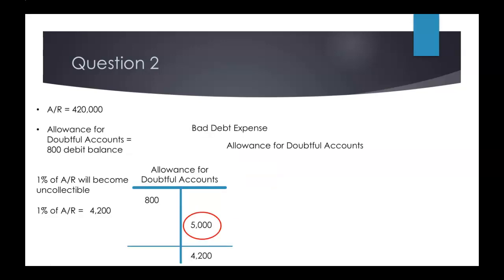So now we will journalize our adjusting entry. Once again, it's a debit to bad debt expense and a credit to allowance for doubtful accounts. Our number is our $5,000. It's the amount to go from the $800 debit balance to the $4,200 credit balance. We needed to have that $5,000 credit for allowance for doubtful accounts.